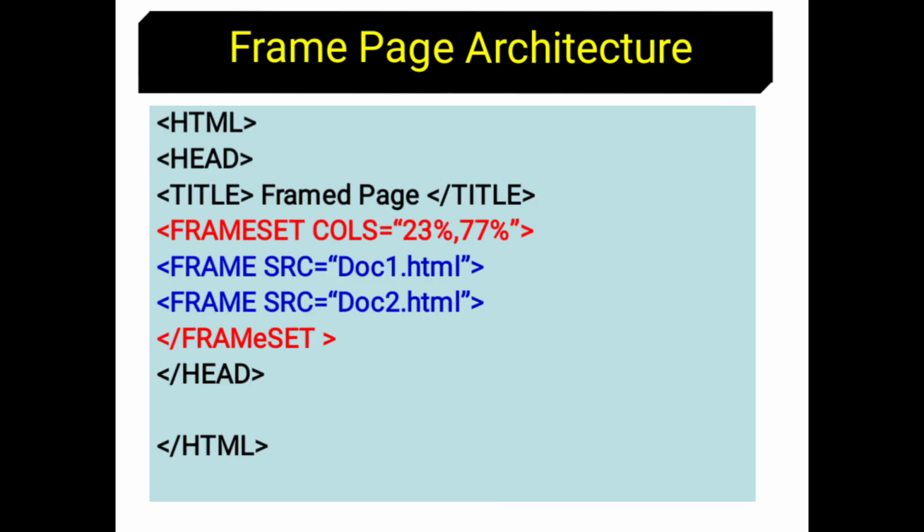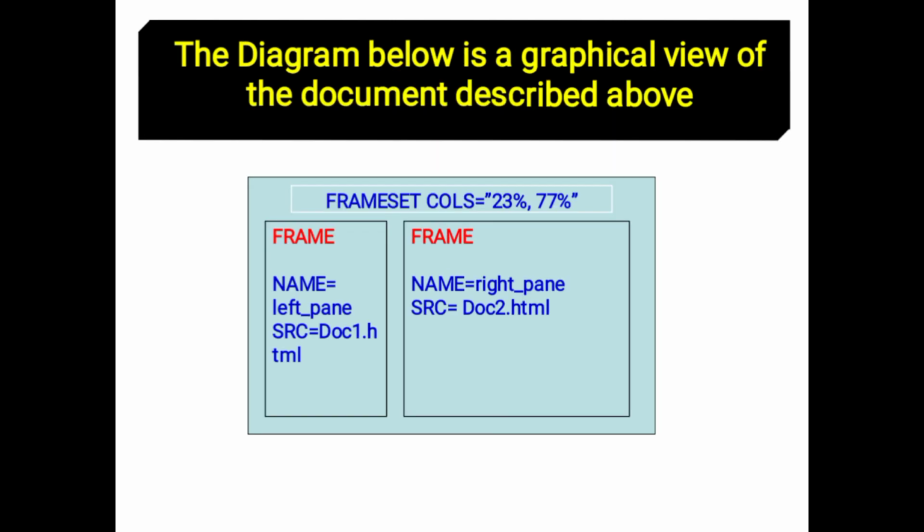This is a sample program for frame page architecture. Here we set the column sizes to 23% and 77%. The first frame source is document1.html, and the next frame source is document2.html. This is the diagram for the graphical view of the document described by the frameset. Here we split the frame into 23% and 77%. The first one is frame source 1, the second is frame source 2.